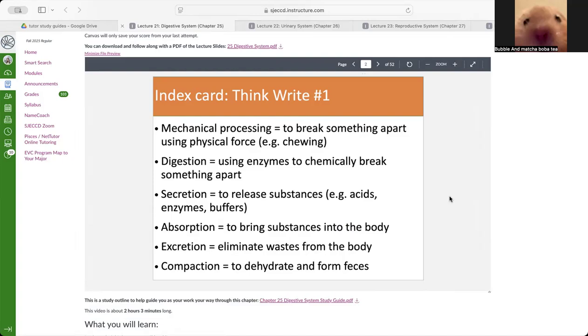And then there's absorption, where your stomach and intestine bring things to your body that you had already digested, like proteins, carbs, and lipids. There's excretion, where you excrete with urine, sweat, and feces, and compaction, which prevents you from pooping all the time.